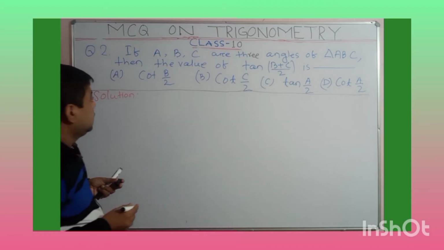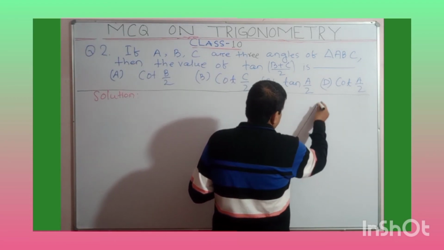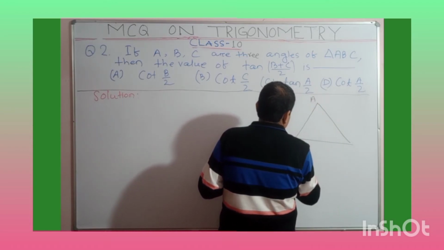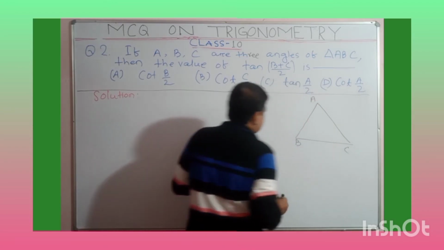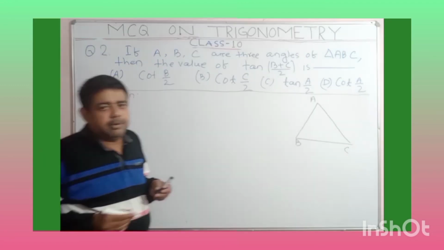Okay, let's see. Here ABC is a triangle, and A, B, C are the three angles of triangle ABC. Understand? Okay.